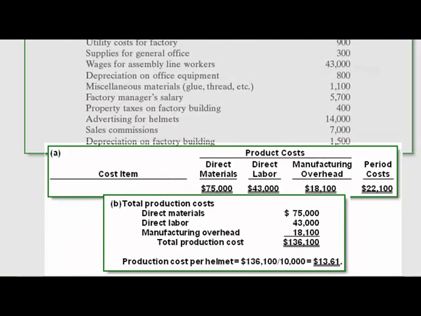Highlighted on the bottom of this screen is the answers to Part A, at least the portion that we need, and then we use that to compute Part B. So to determine the production cost per helmet, we take the total direct materials, direct labor, and manufacturing overhead that we calculated on Part A to come up with total production cost of $136,100. When we divide the production cost by the number of helmets produced, we're able to compute a cost per unit or cost per helmet, which is $13.61.